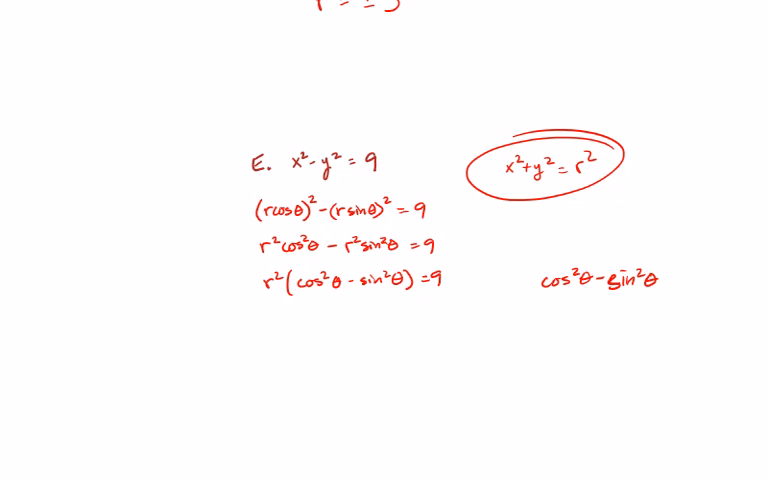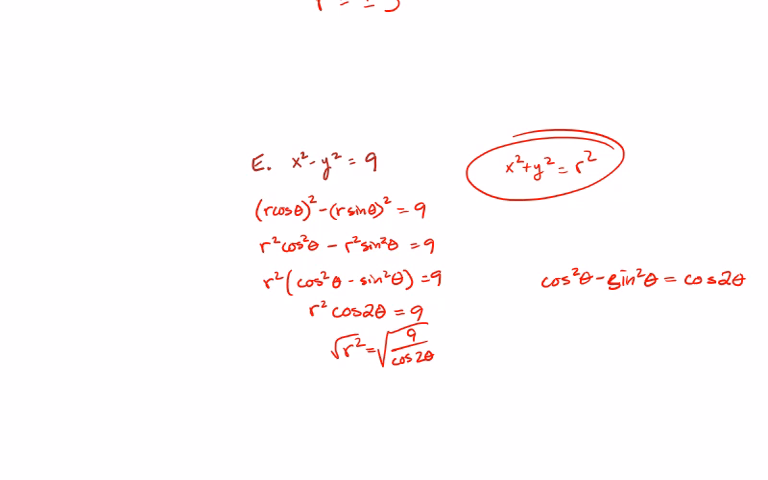Especially if we're writing this all out. I don't know if you remember, but cosine squared minus sine squared is a thing. This is cosine of 2 theta. So I'm just going to write r squared times cosine of 2 theta. Look at that, saving myself some ink. This is nice. I'm going to get r alone. R squared equals 9 over cosine of 2 theta.